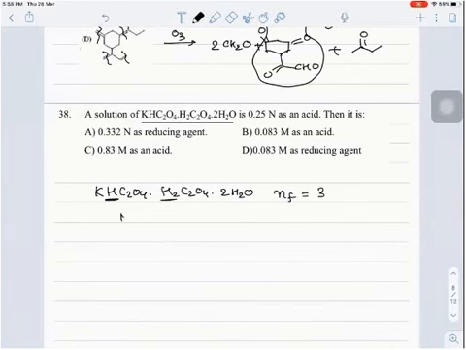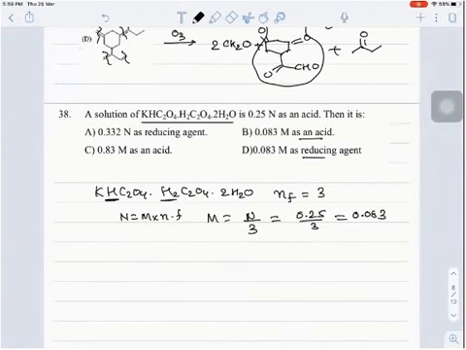We know that normality is equal to molarity into N factor. So molarity is asked. Molarity becomes normality by N factor, that is 0.25 by 3, which becomes 0.083. Whether it is an acid or a reducing agent, its molarity remains the same. So B and D are correct.